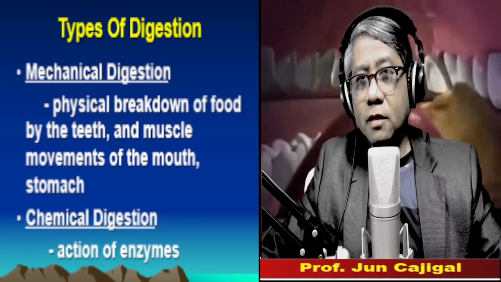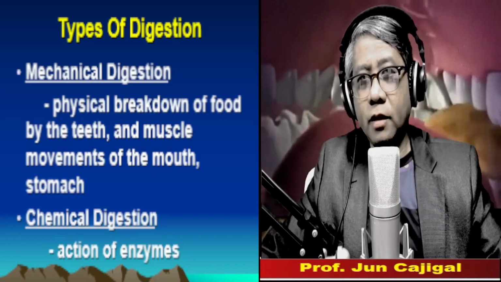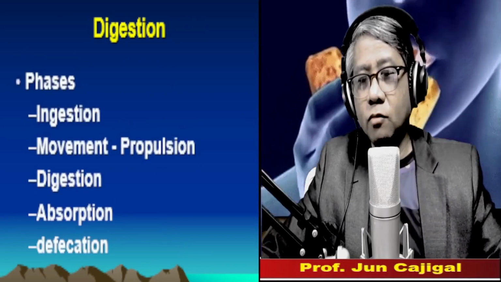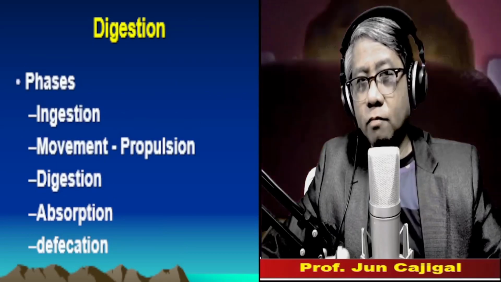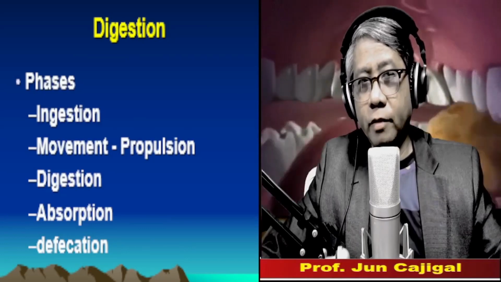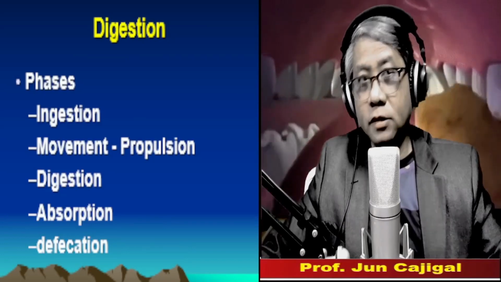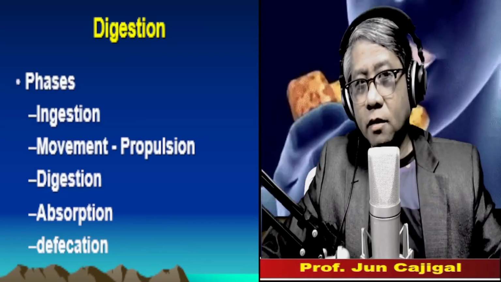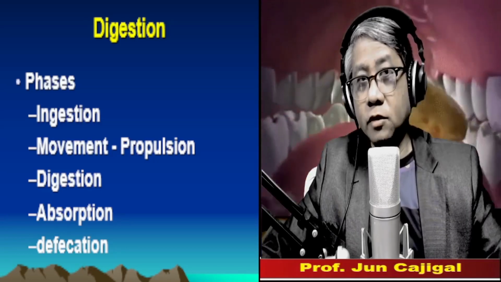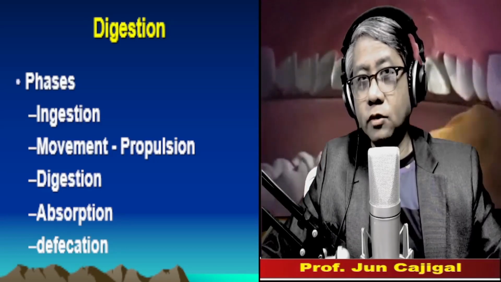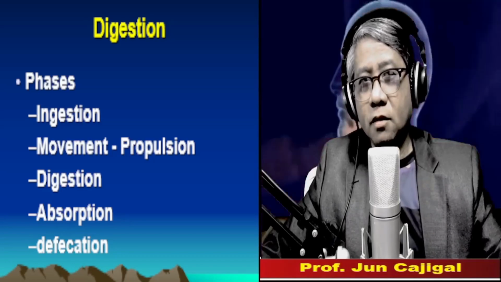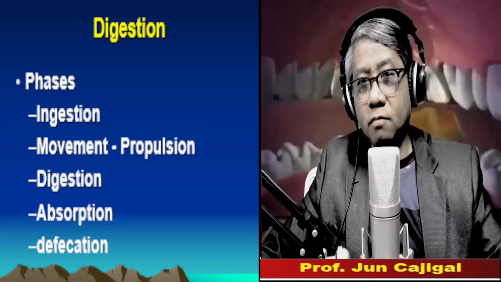Now, let's identify the different phases of digestion. So first, we have ingestion of food. Then that food must be propelled through muscular movements or peristalsis. We will talk about peristalsis later. Then once the food is in the body, the food must be broken down into its smallest units. That is digestion. Then the next phase is absorption.